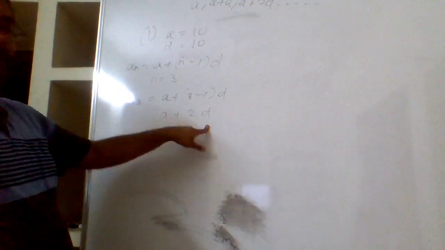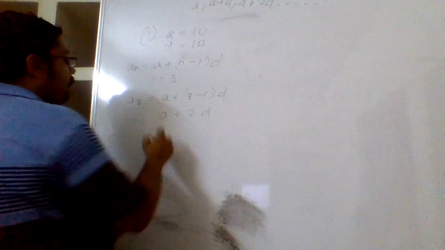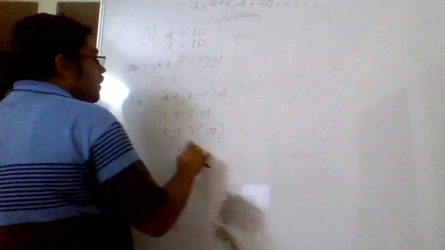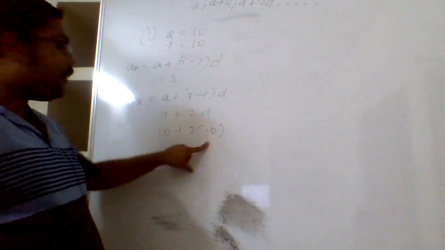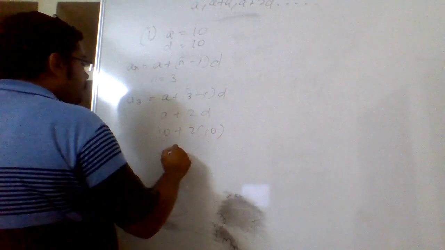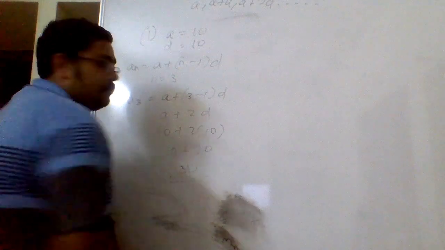So you know the value of A and D. A is how much? 10 and D is also 10. Here first you should do multiplication. 2 into 10 is 20. So 10 plus 20 will become 30.